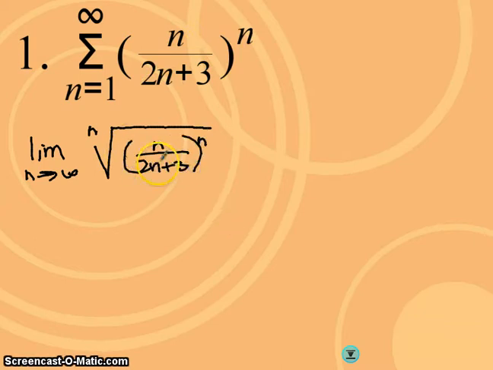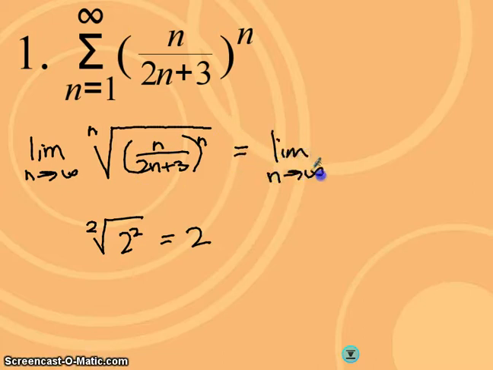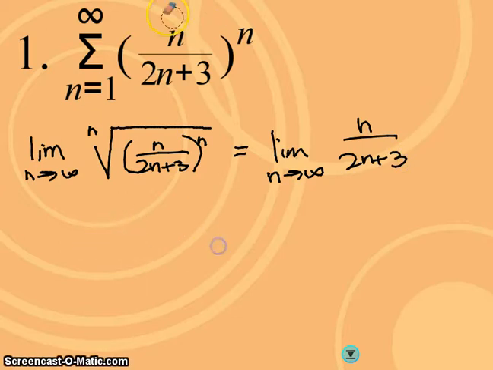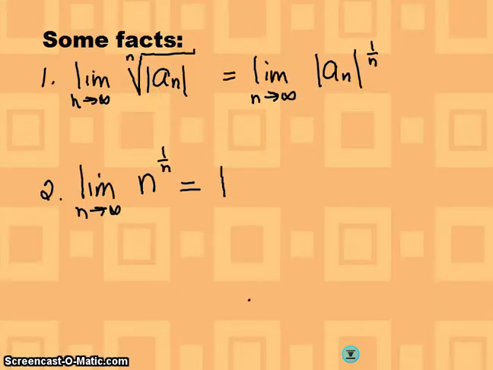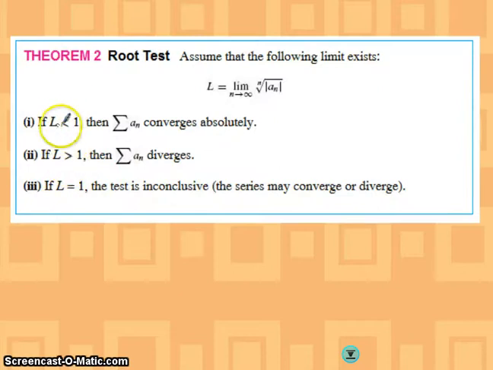All right. So when you take the root of something raised to the same power, just like the square root of 2 squared is going to equal 2, right? So this is just going to equal the limit as n approaches infinity of n over 2n plus 3. Well, evaluate that limit, and you should get 1/2. Going back to the theorem, 1/2 is less than 1.